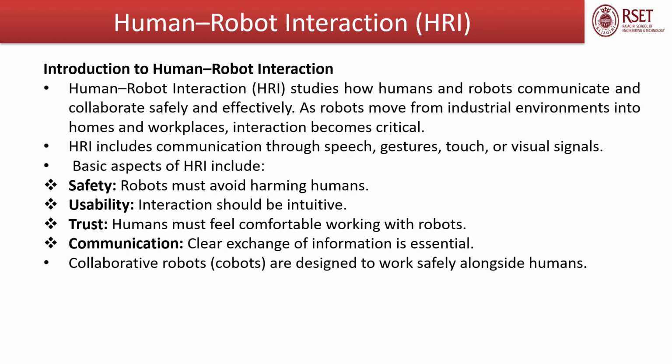Next is human-robot interaction. As robots move into human environments, interactions become critical. Human-robot interaction studies how humans and robots communicate safely and effectively. Interaction methods include speech, gestures, touch, and visual signals. Three critical aspects of HRI are safety, robots must not harm humans; usability, interaction must be intuitive; trust, humans must feel comfortable working with robots; and communication, where a clear exchange of information is essential. Collaborative robots or cobots are designed specifically to work alongside humans safely.